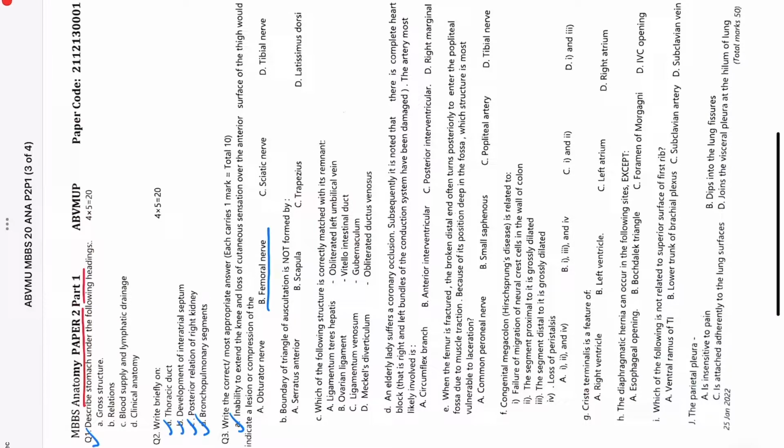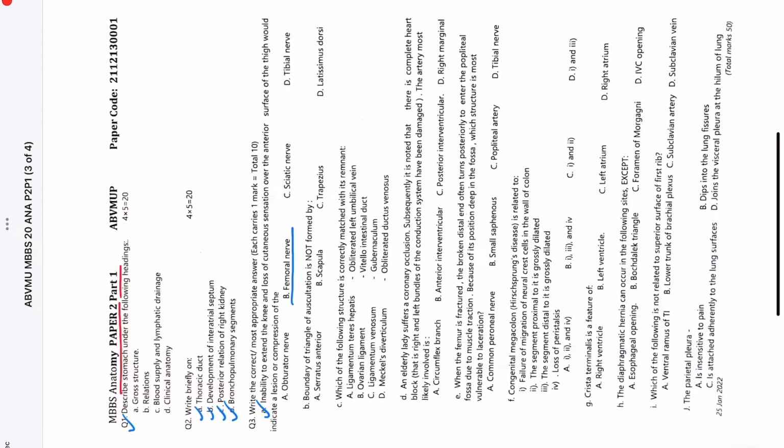So the question here is, the boundary of the triangle of auscultation is not formed by serratus anterior, scapula, trapezius, or latissimus dorsi. The answer here will be serratus anterior. It's a muscle of the posterolateral surface of the thorax, and it inserts onto the costal surface of the medial border of the scapula. So it is not reaching into the triangle of auscultation.